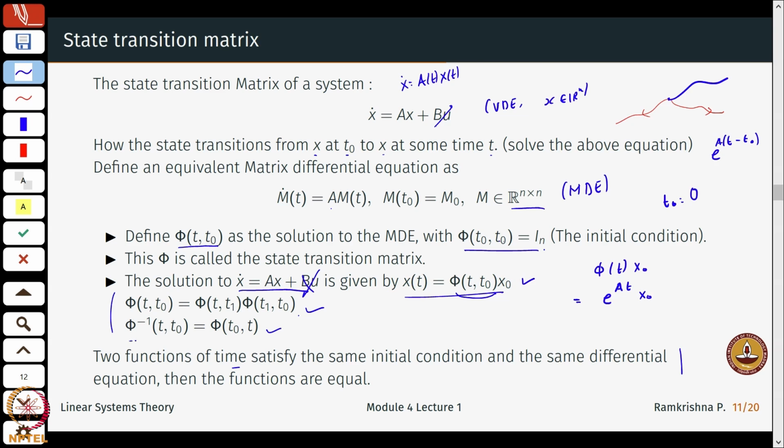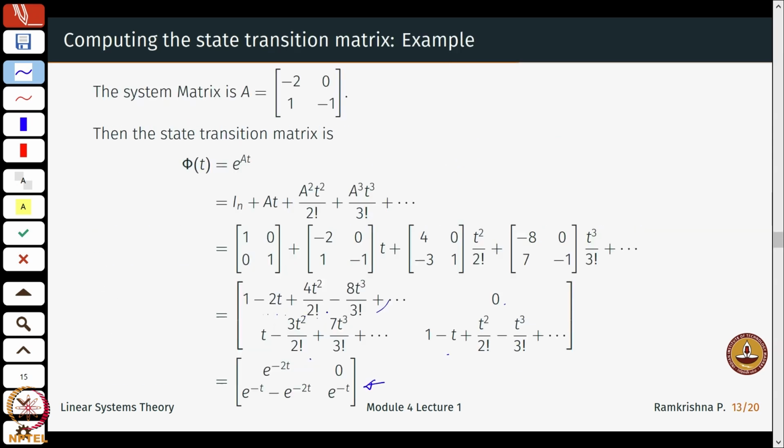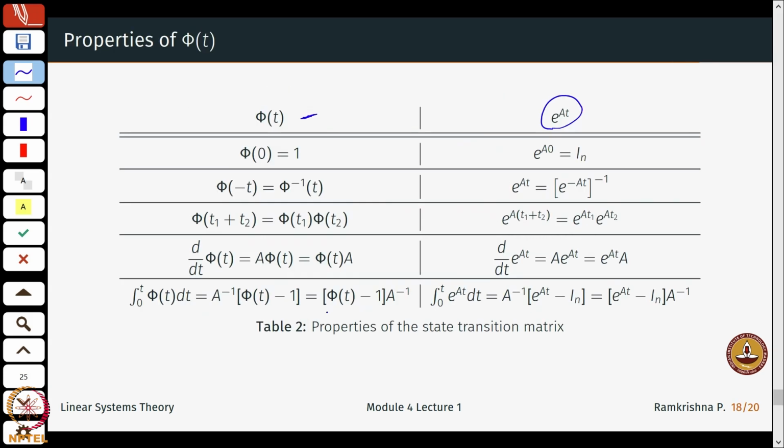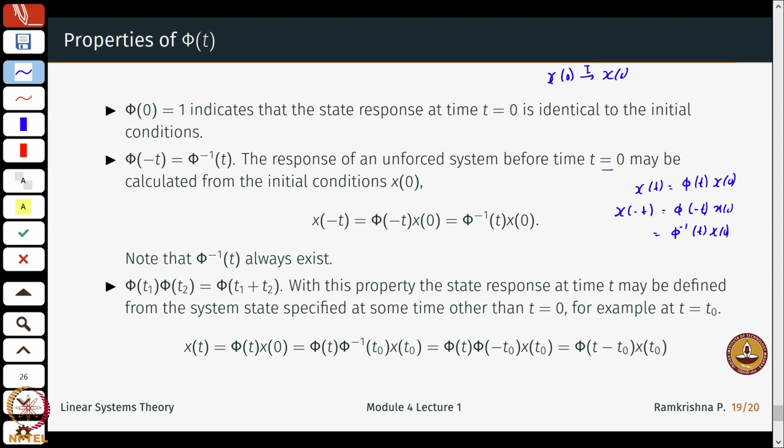It also in some way resembles this one, so I will just leave that for you to derive. It is again in the same steps as what we did in proving the first two statements. And phi inverse always exists. Again, I do not need to prove why that is true, but it is kind of obvious from the statements that we have made since the beginning of this lecture. And similarly, phi of t1 times phi of t2 is phi of t1 plus t2. This also you can prove fairly easily.